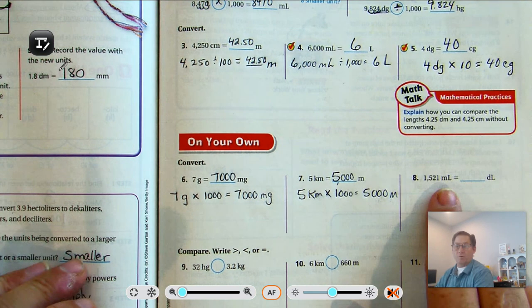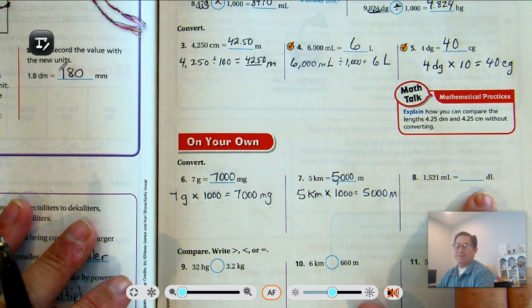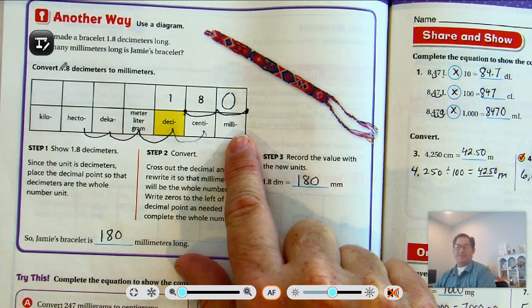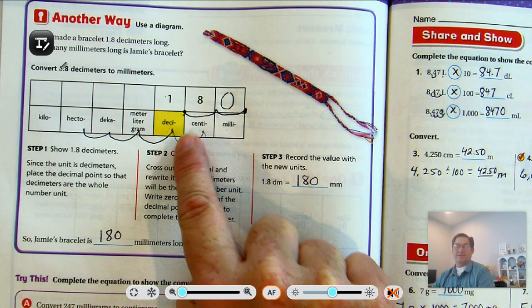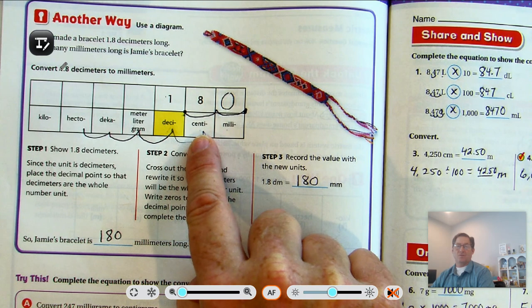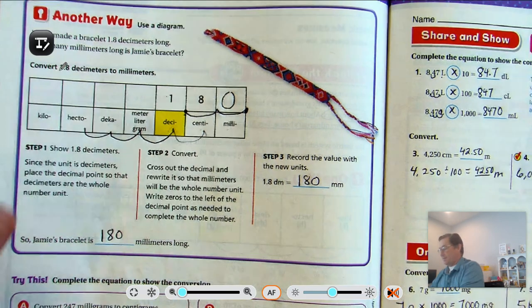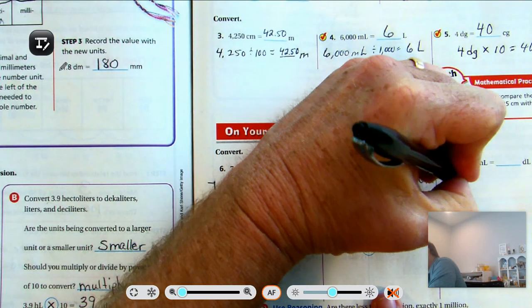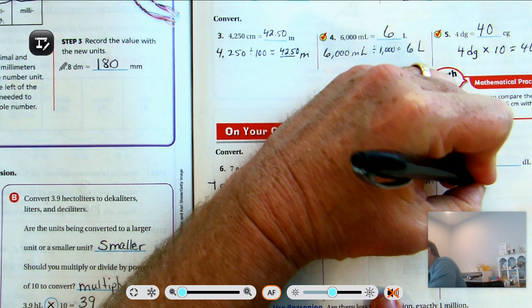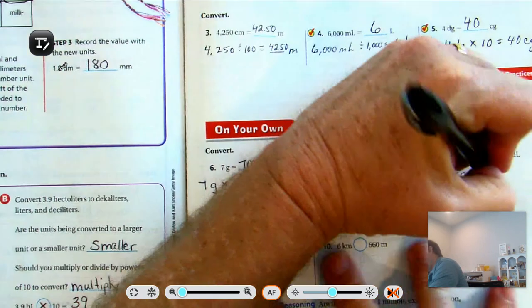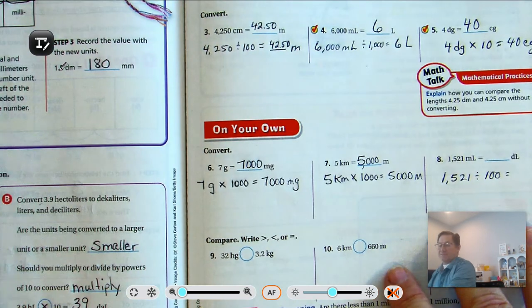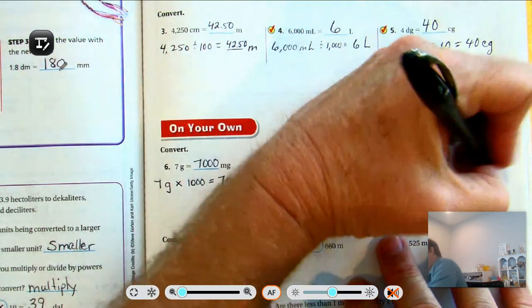Number 8, we're going from milliliters to deciliters. So let's look. Milliliters to deciliters is 100 times smaller. So we're going from smaller to larger, so we're going to divide by 100, which means basically we're moving the decimal point 2 places to the left.